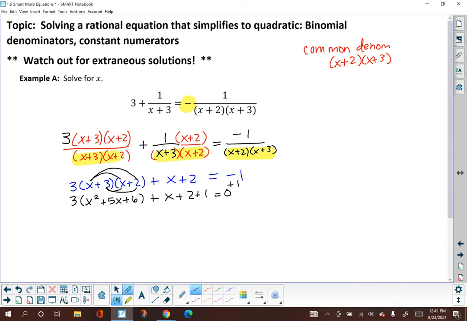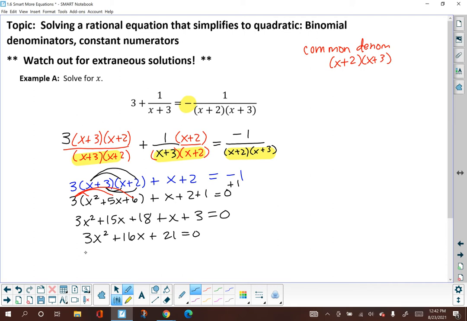Okay, so now I'm going to distribute that 3. So we've got 3x squared plus 15x plus 18 plus x plus 3 equals 0. So last combining up of terms, we get 3x squared plus 16x plus 21 equals 0.